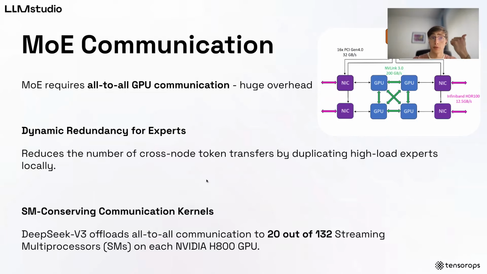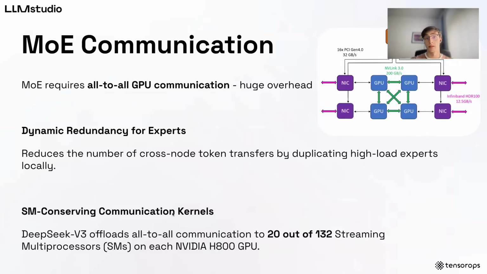So like I said before, they do this dynamic redundancy for experts, where they duplicate high-load experts. So they notice that, okay, this expert is being used a lot, so I'll duplicate it. And they do this dynamically, which is really efficient, okay?